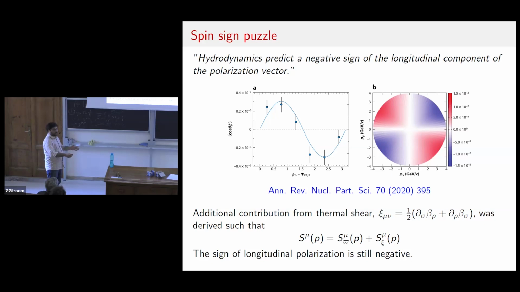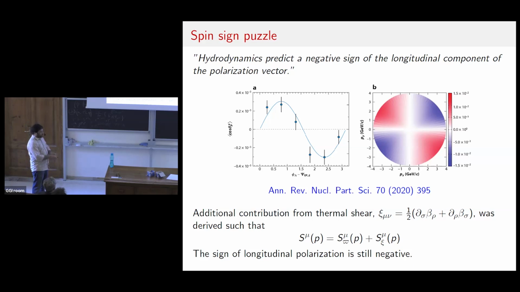And this problem was termed the spin sign puzzle, but fortunately, this puzzle did not last long, because it was soon realized that there is an additional contribution from thermal shear. The contribution is of the same order of magnitude as thermal vorticity, but with opposite sign. So the net polarization has to be computed by summing the thermal vorticity and the thermal shear contributions.